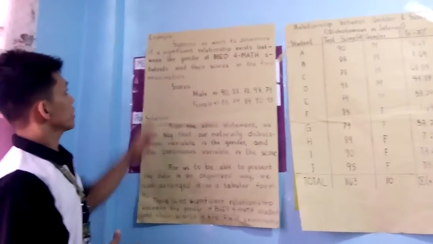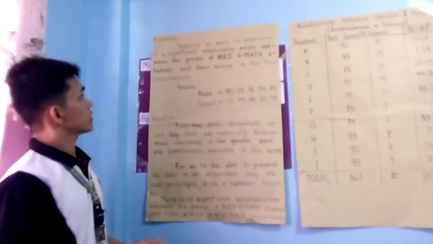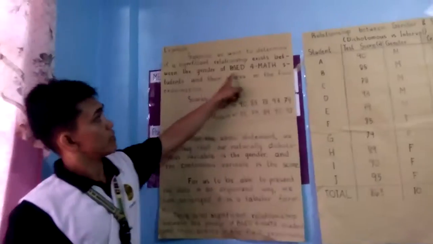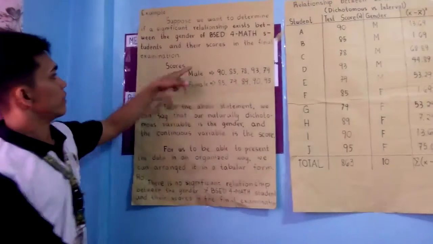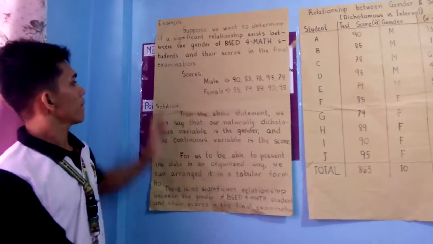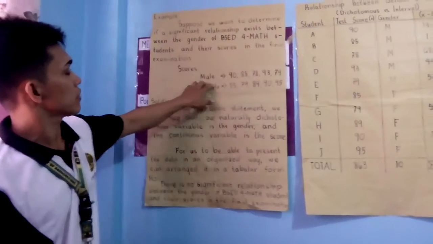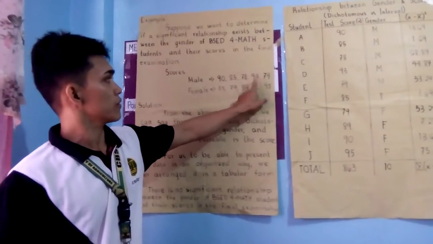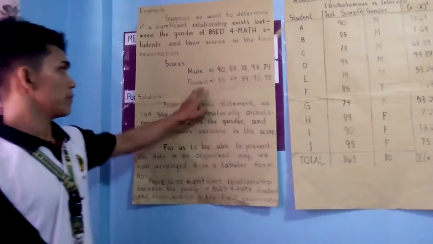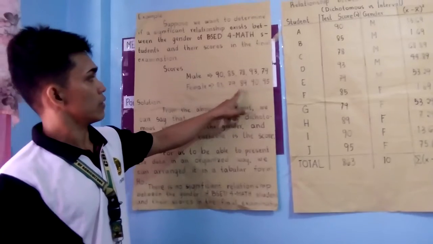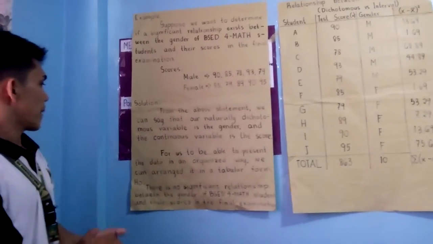Suppose you want to determine if a significant relationship exists between the gender of BSN for mathematics students and their scores in the final examination. We have the scores for males: 90, 85, 78, 73, 93, and 79. For females: 85, 79, 89, 90, and 95.